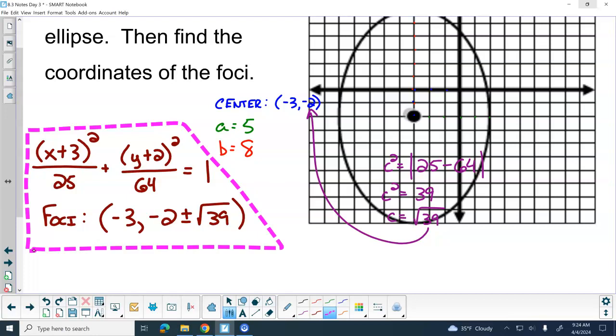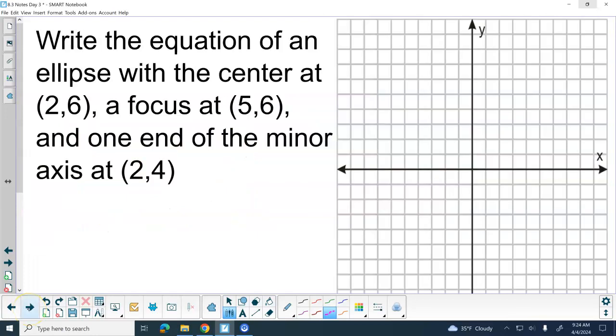Okay, love it. Now, you don't need a graph for problems like this. If you have one, great. But I'm actually going to do this one here. I'll show it to you on the graph, but then I'll show it to you how I really do it when I don't have a graph necessarily. Okay? Write the equation of an ellipse with a center at 2, 6. So my center is at 2, 2, 4, and 6.